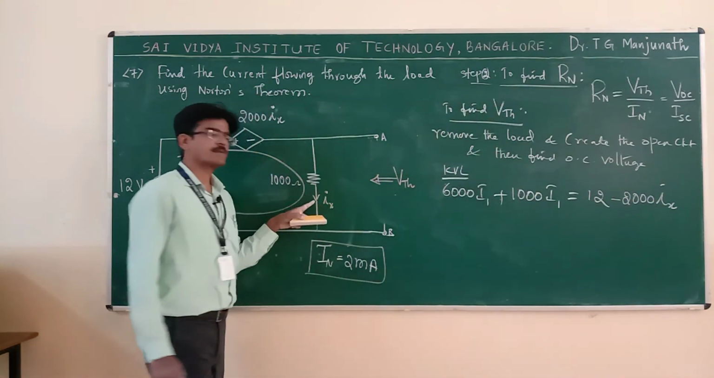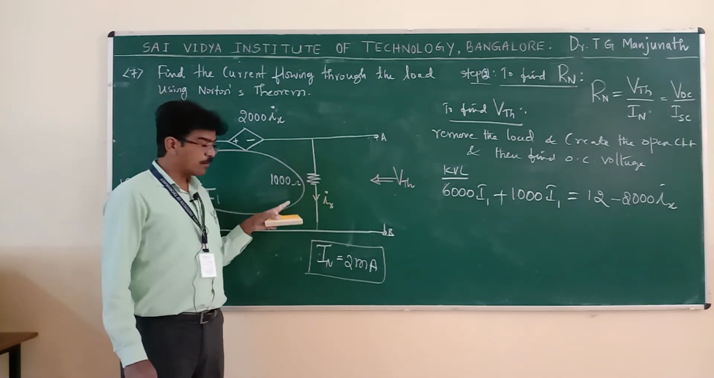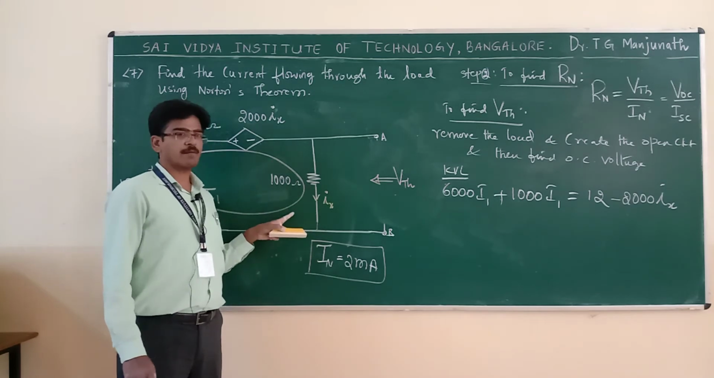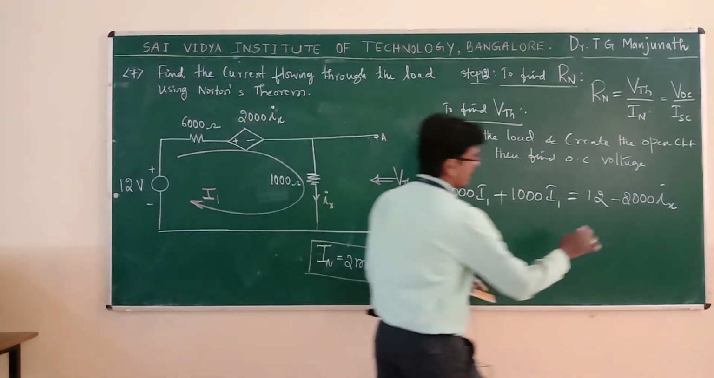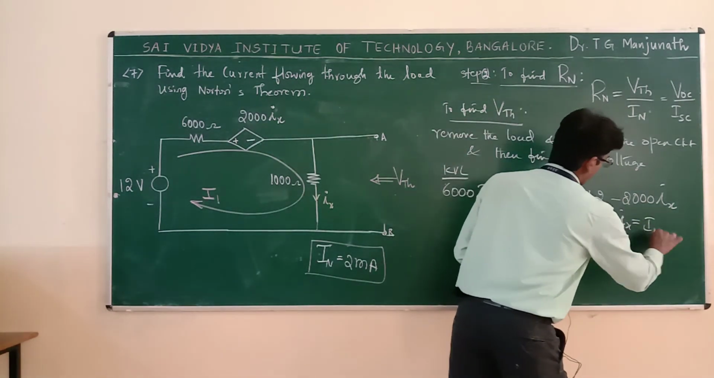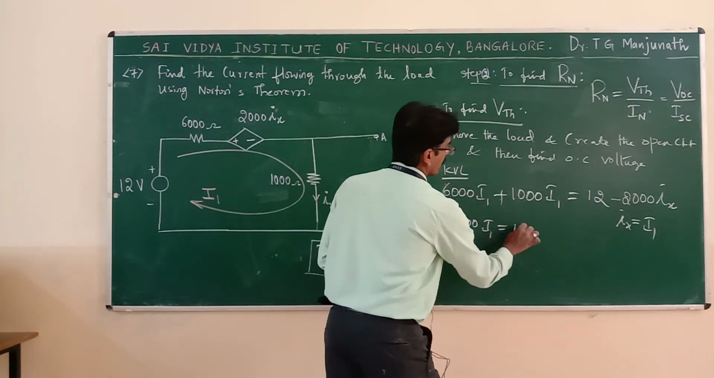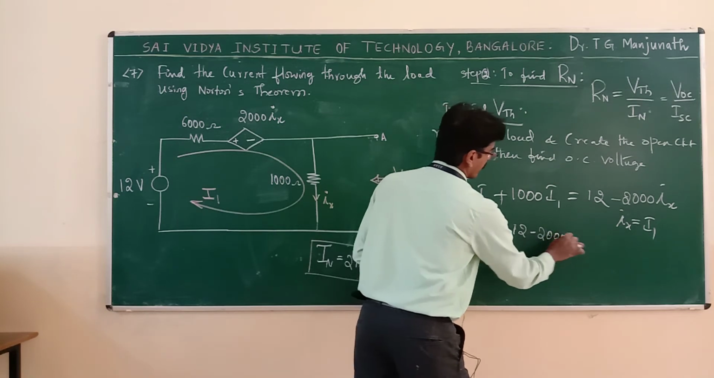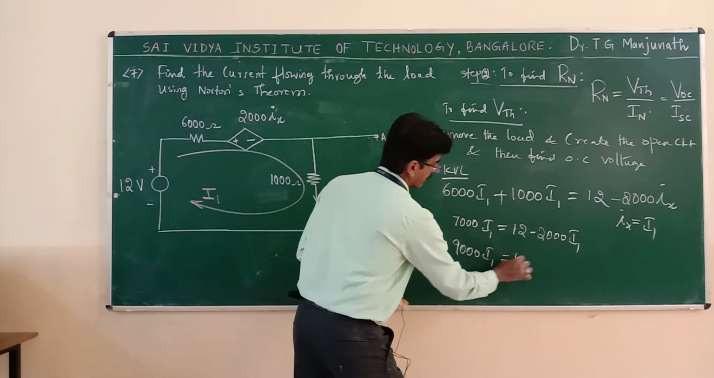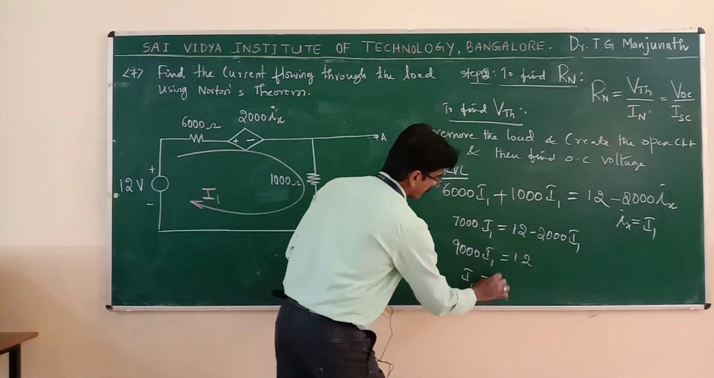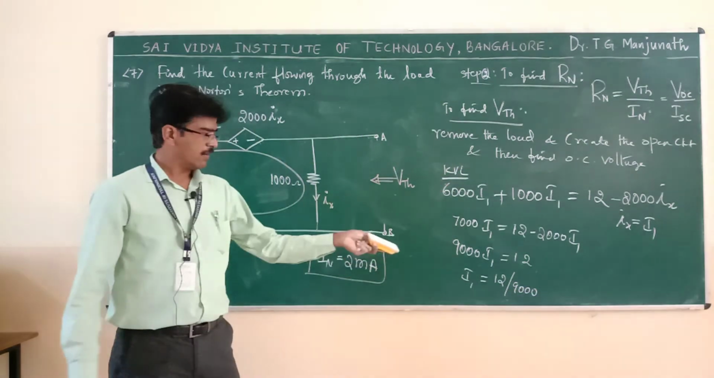So, what is Ix in terms of loop current? Current flowing through 1000 ohms is Ix. Loop current flowing through 1000 ohms is I1. Direction is also matching. Hence, I can write Ix equal to I1. So, Ix is equal to capital I1. Then what happens here? So, 7000 I1 is equal to 12 minus 2000 I1. Take to the left hand side. So, 9000 I1 is equal to 12. So, I1 is equal to 12 by 9000. This is your I1. Now, calculate what is the I1 value.